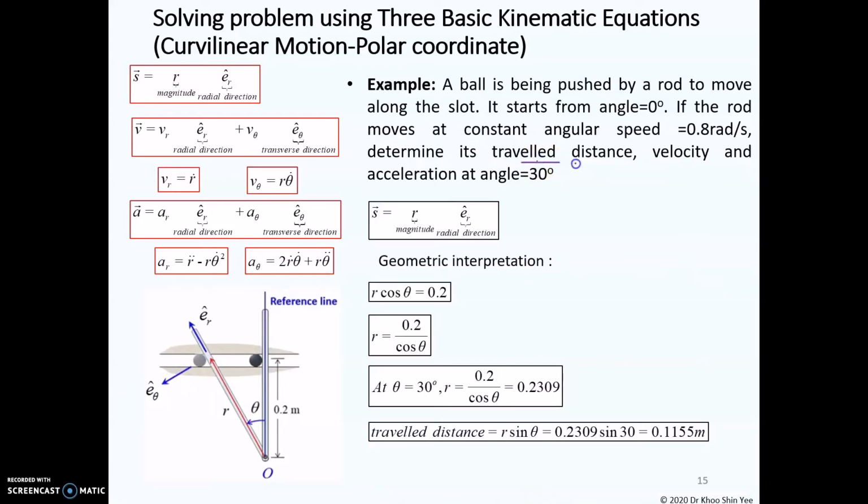If you want to find the travel distance from the initial point to the point here at angle equal to 30 degrees, we can use the triangle relationship here, where previously you obtained the radius at 30 degrees to be equal to 0.2309.